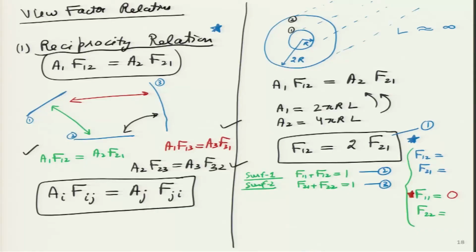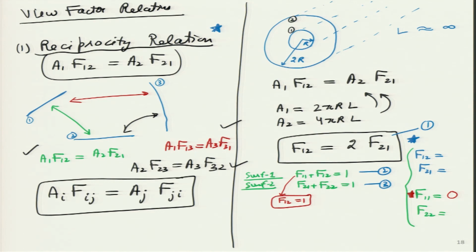So, this value I know. So, the 4th variable I already know. I have 3 equations and 3 variables. I can solve it very easily. How? Let me solve from here. If F11 is 0, then F11 plus F12 is 1, then this gives me directly that F21 is 1.